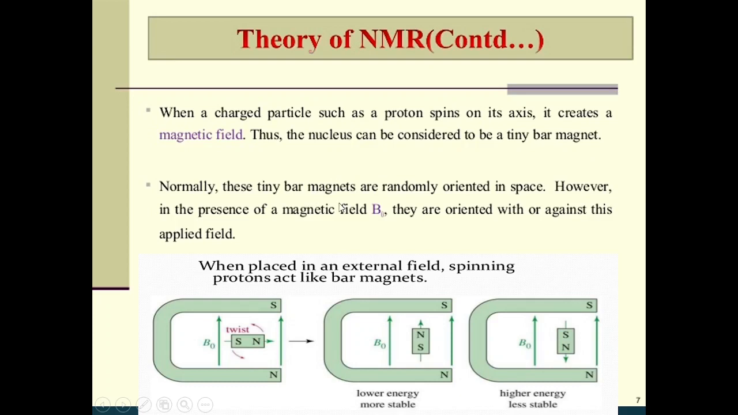Normally, tiny bar magnets are randomly oriented in space. However, in the presence of a magnetic field B0, they are oriented with or against the applied field. This figure shows the orientation of a tiny bar magnet in the presence of a magnetic field. Two orientations are possible. One is aligned with the applied field and the other is aligned against the applied field B0.